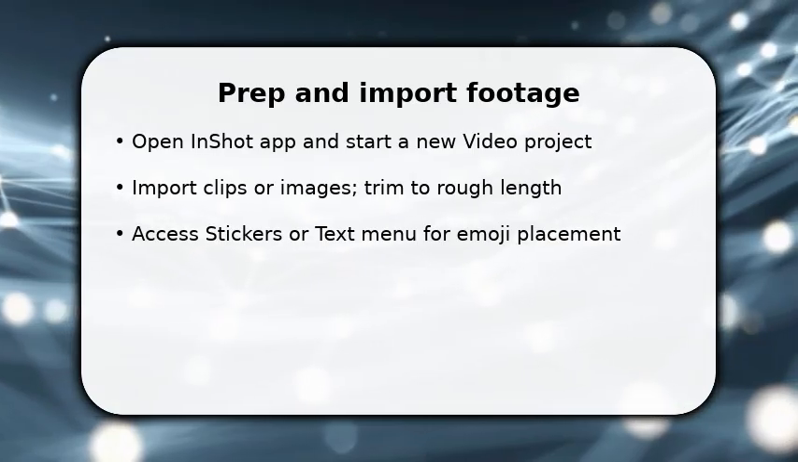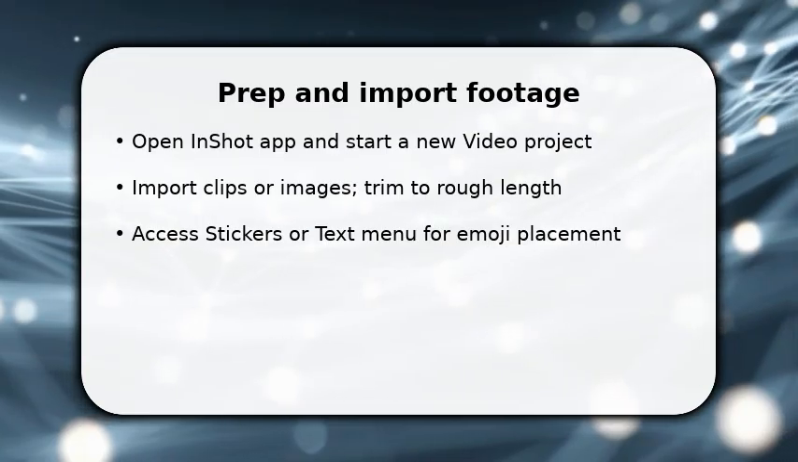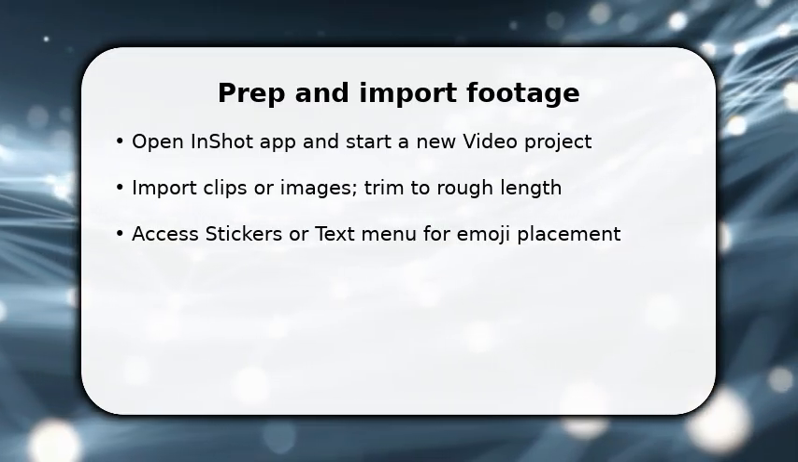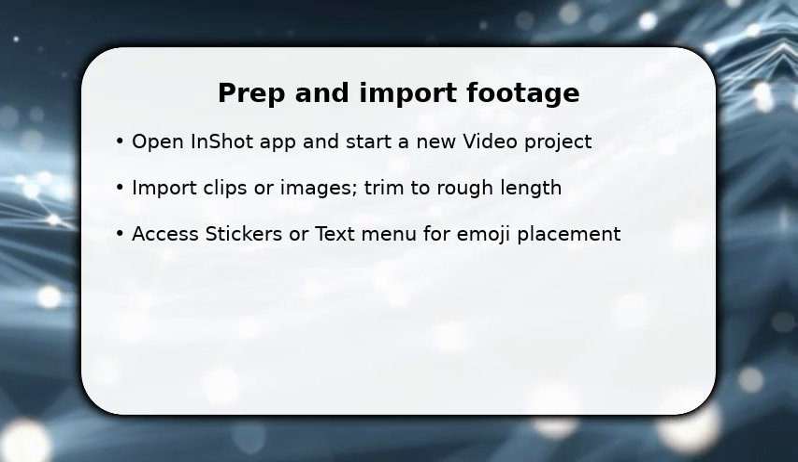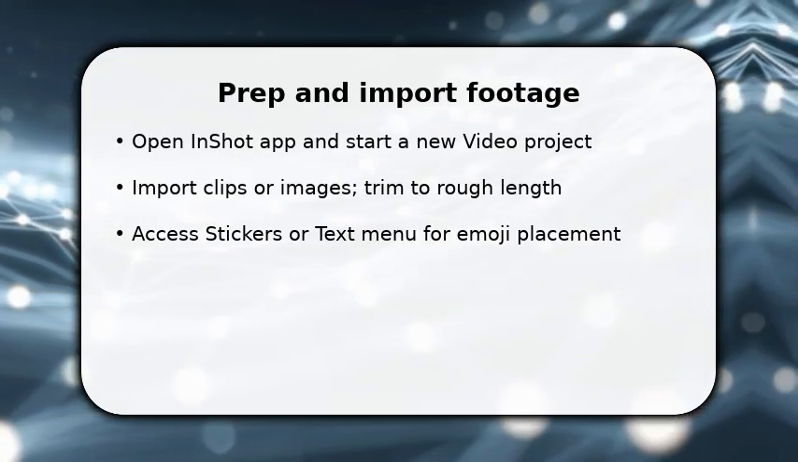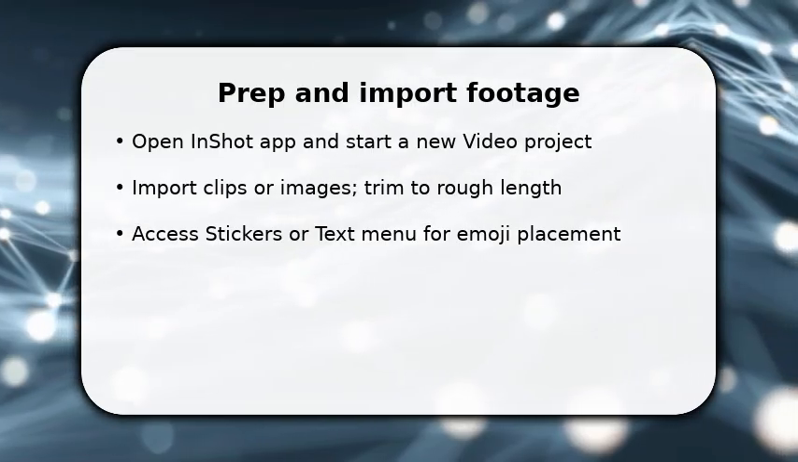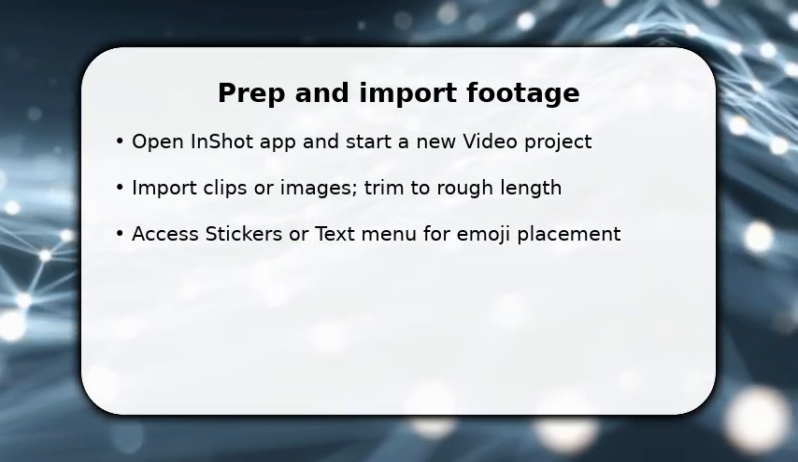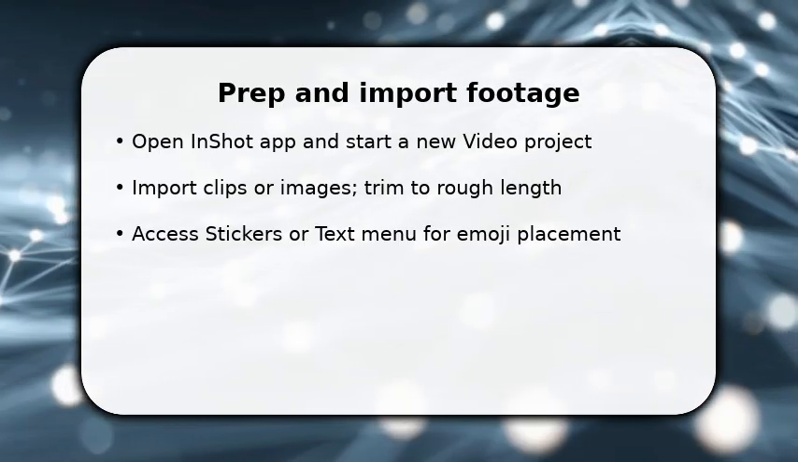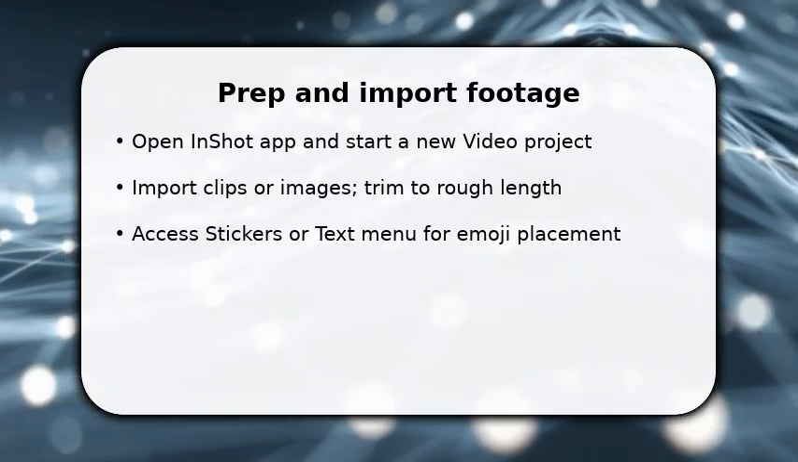Start by opening InShot and creating a new video project. You need your clip trimmed to the approximate spot where the skull emoji will appear. Once done, tap Stickers. This is faster than text when you want precise sizing. Make sure to import any graphic assets if you plan to use a custom skull PNG. Otherwise, use your device emoji keyboard.